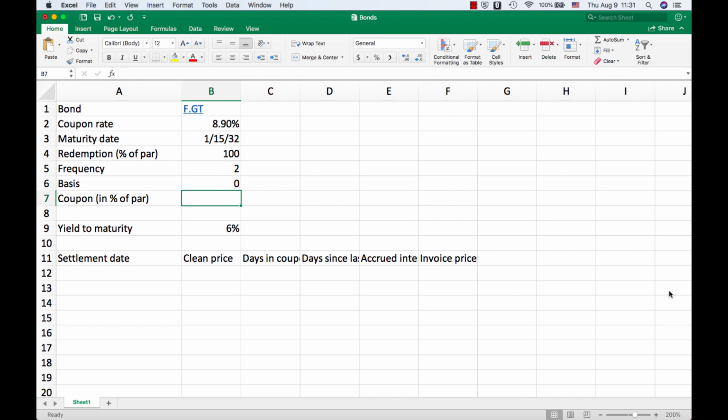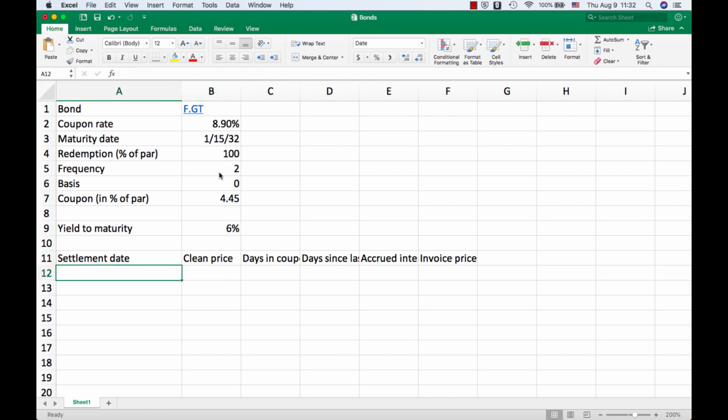First thing we do is calculate the coupon that will be paid every 6 months in percent of par value. So the par value is assumed to be 100 times the coupon rate divided by the frequency gives us a coupon of 4.45% of par value every 6 months. If this bond has a face value of $1,000, then the 6 monthly coupon is $44.50.